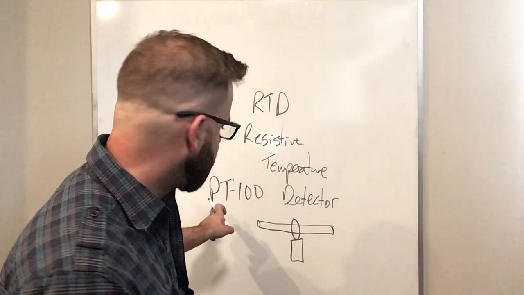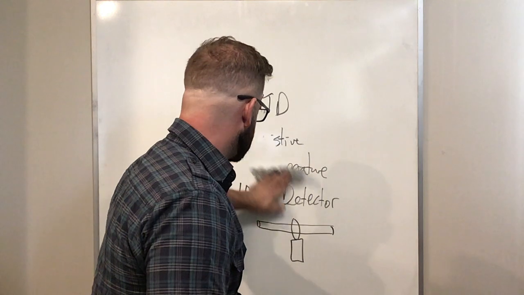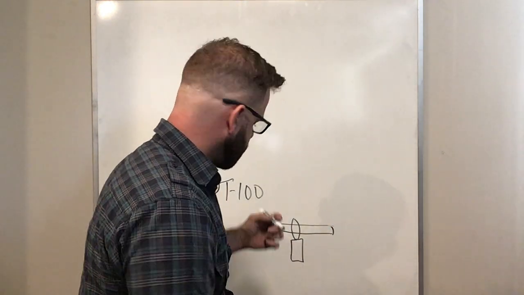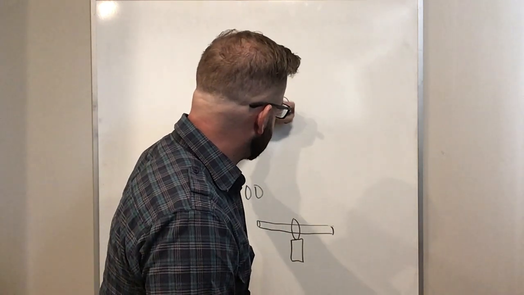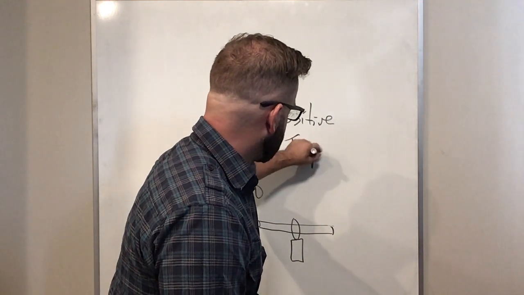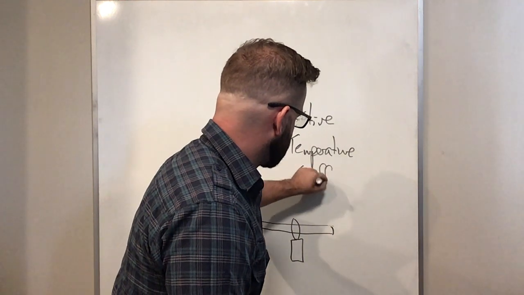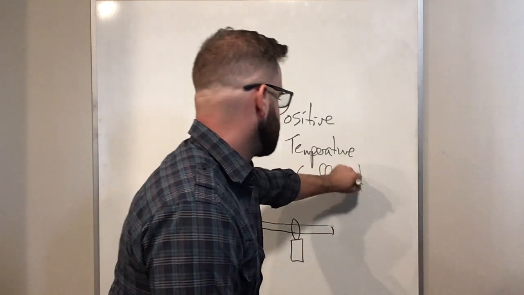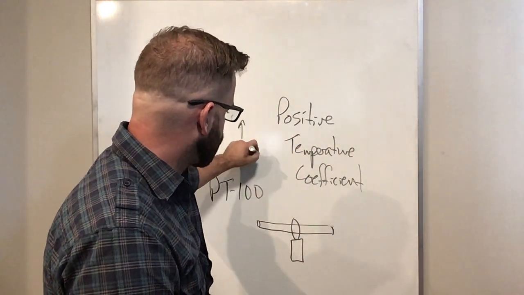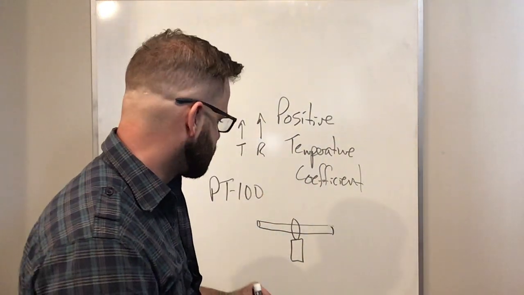So PT, positive temperature coefficient. And all that means is that as temperature goes up, resistance also goes up. If temperature goes down, resistance also goes down.